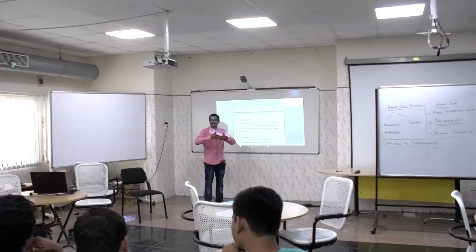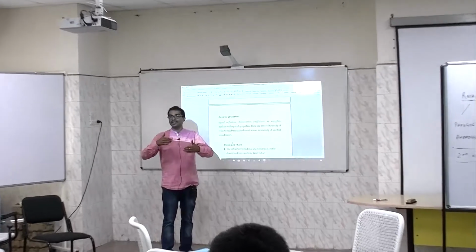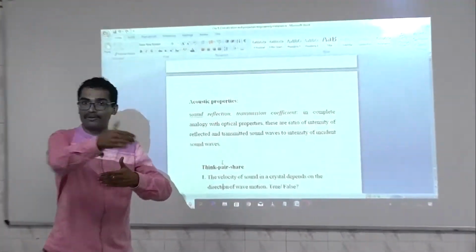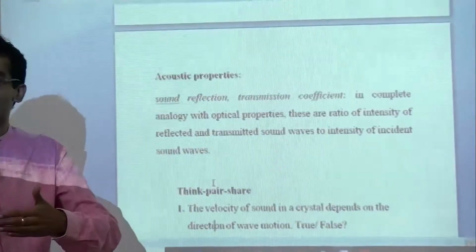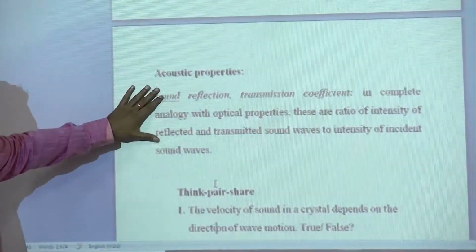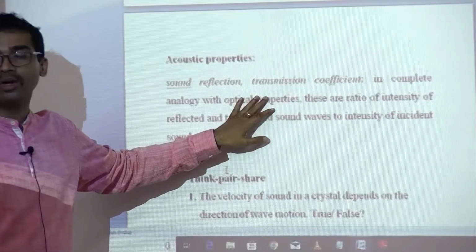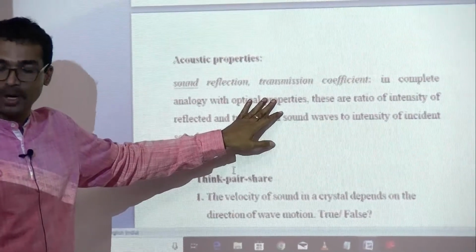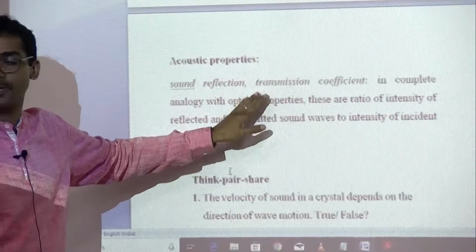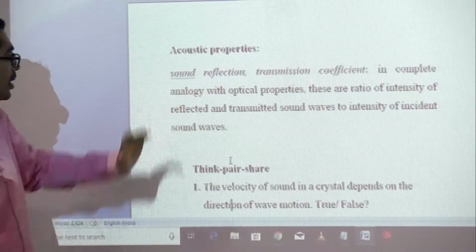If I know the absorbed intensity and the reflected intensity, I would be able to define transmittivity, absorptivity and reflectivity associated with sound waves. These coefficients, by the way, exist even for optical properties. So transmission coefficient, absorption coefficient, reflection coefficients and so on exist.